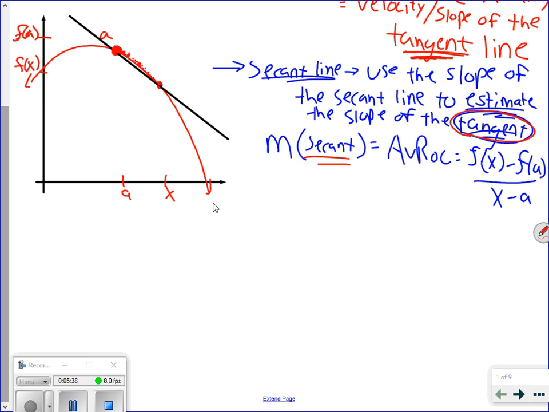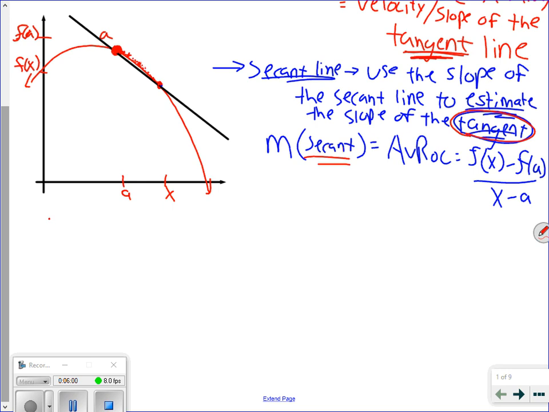Like if I keep decreasing the interval lengths, so maybe I do x to a and then divide that by 2, divide that by 2, I'm getting closer and closer to a. x is approaching a. Does that sound kind of familiar there? What happens once x is on top of a? Then I have my tangent line. So let's think about how that works.